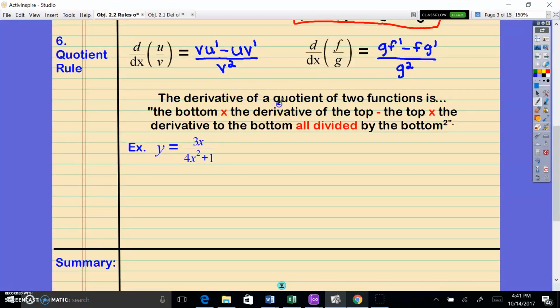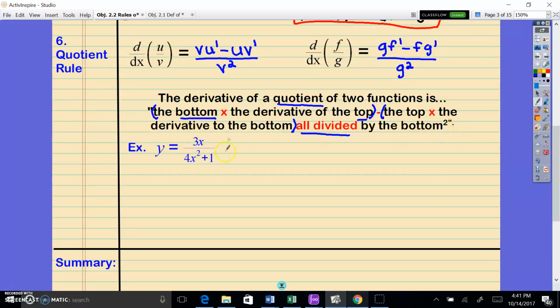The derivative of a quotient of two functions is the bottom times the derivative of the top. Okay, so that's like one piece. Minus the top times the derivative of the bottom. That's another piece. All divided by the bottom squared.